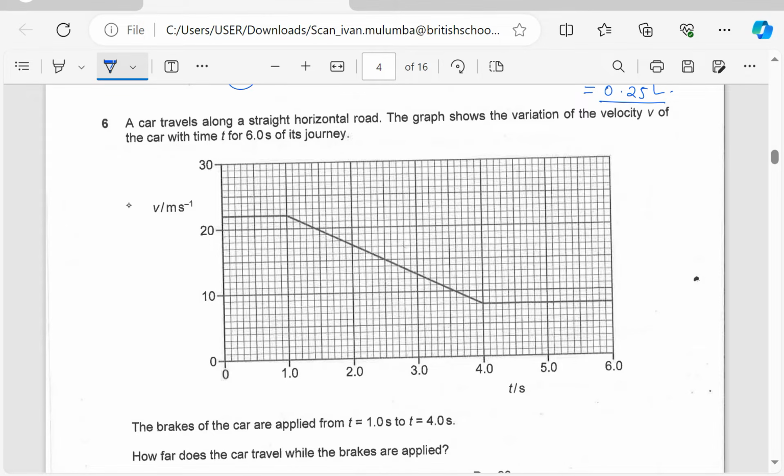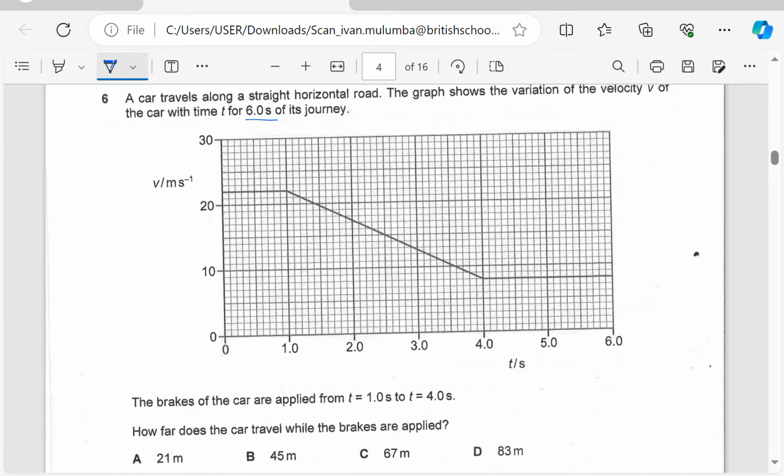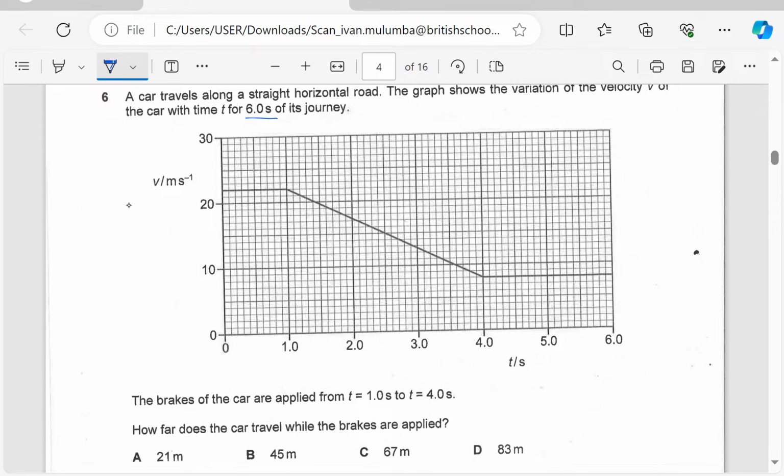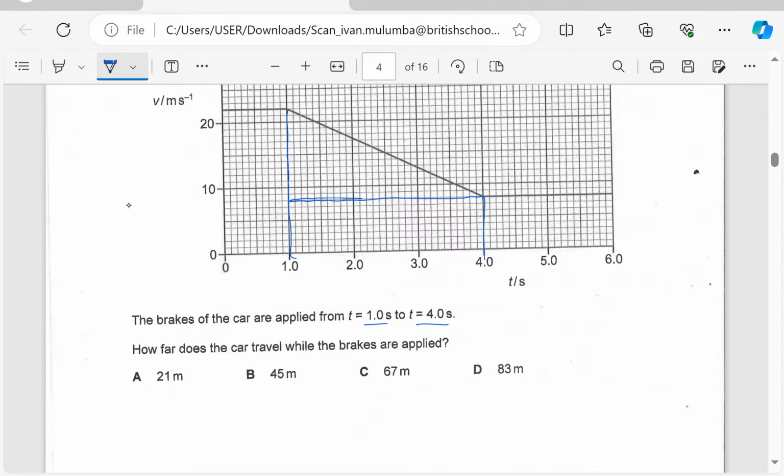A car travels along a straight horizontal road. The graph shows the variation of the velocity v of the car with the time for 6 seconds of its journey. The brakes of the car are applied from t equals 1.0 to t equals 4 seconds. So the brakes are applied between this point here and this point here. I'll divide this into two shapes, maybe for simplicity, a triangle and a rectangle. I think this is 8.